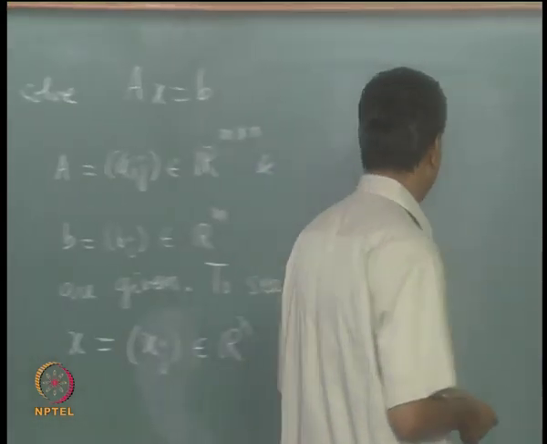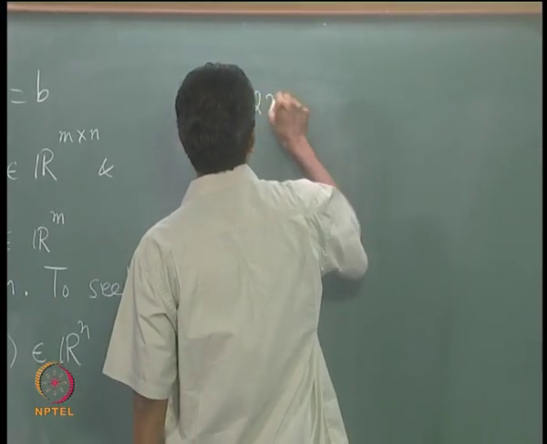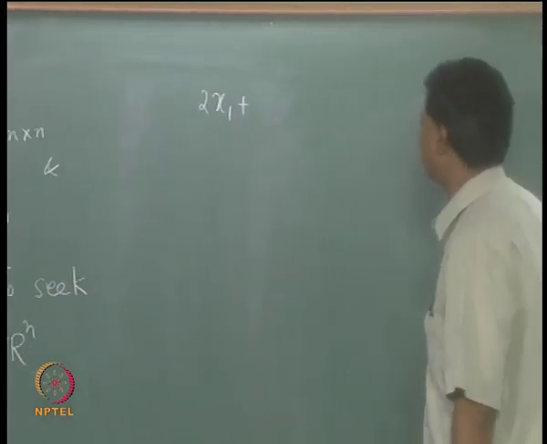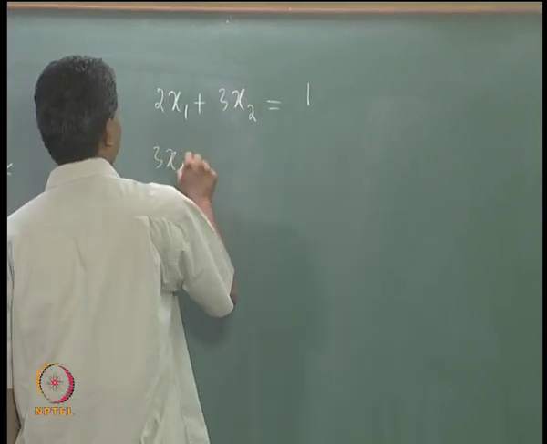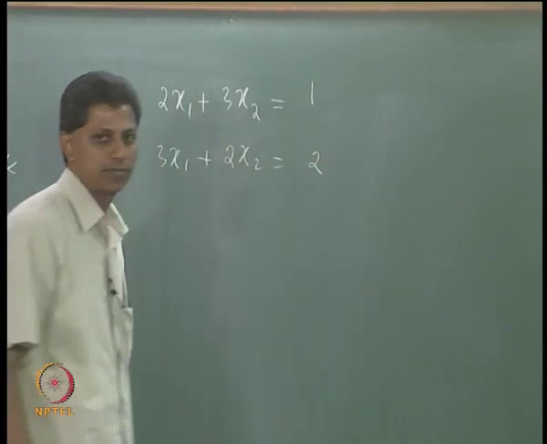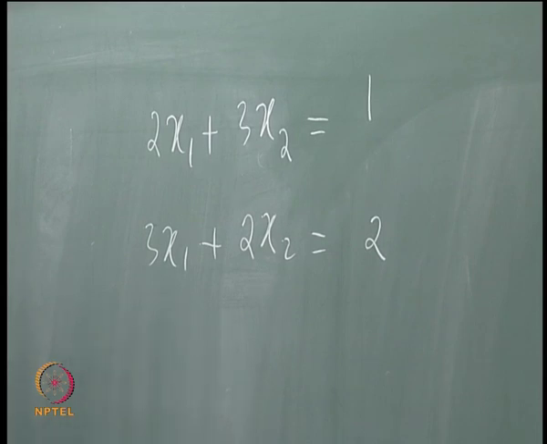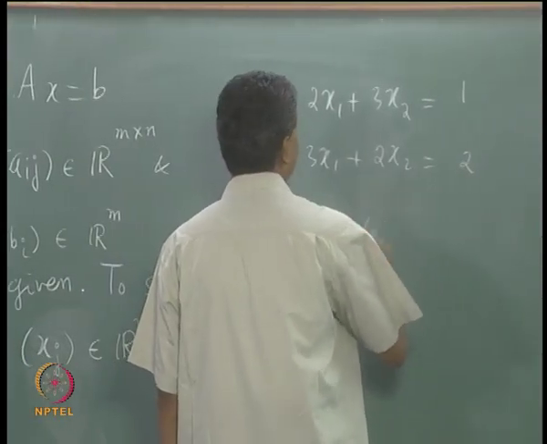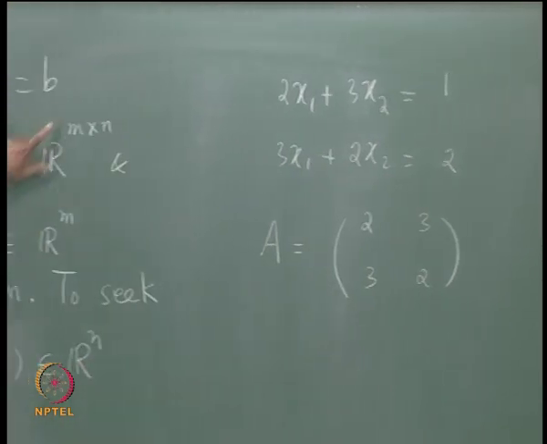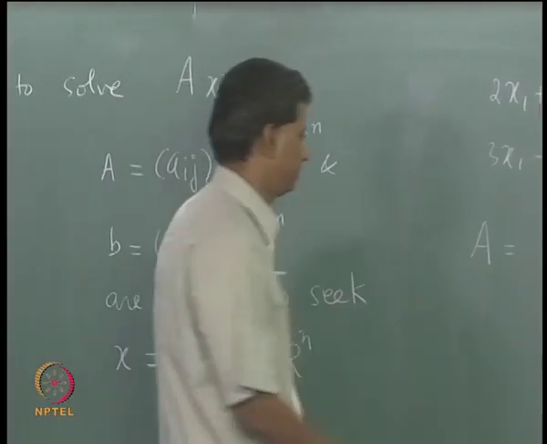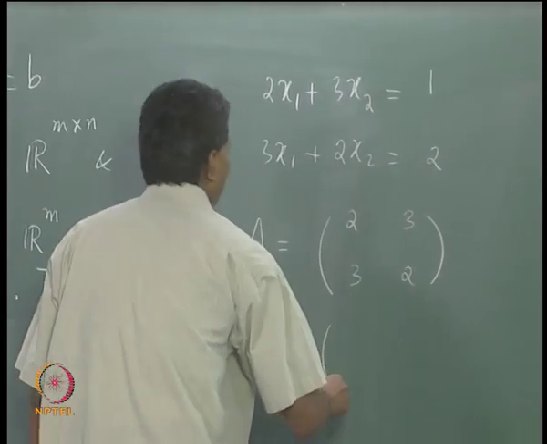We have seen equations of this type. I am just taking a hypothetical situation: 2x1 plus 3x2 equals 1, and 3x1 plus 2x2 equals 2. This is a system involving two equations in two unknowns. This is a particular instance of the system Ax equal to b, where A is the coefficient matrix. The right hand side vector, also called sometimes the requirement vector, is (1, 2).